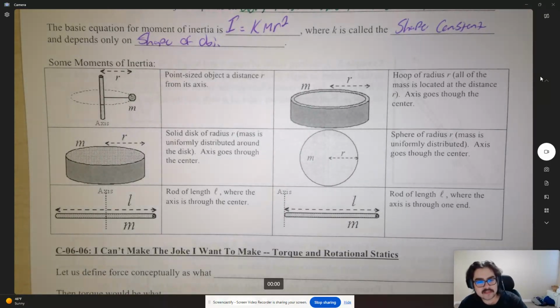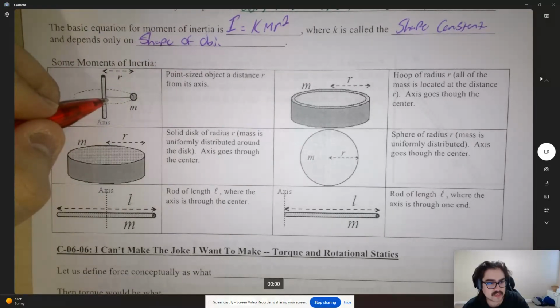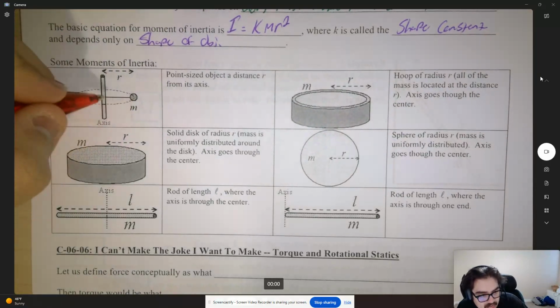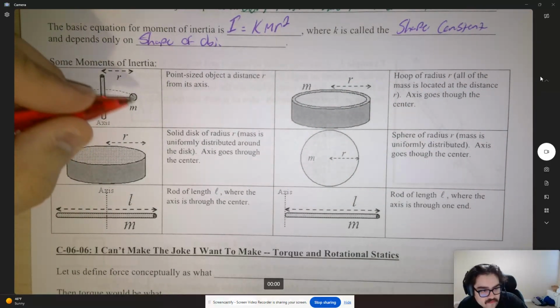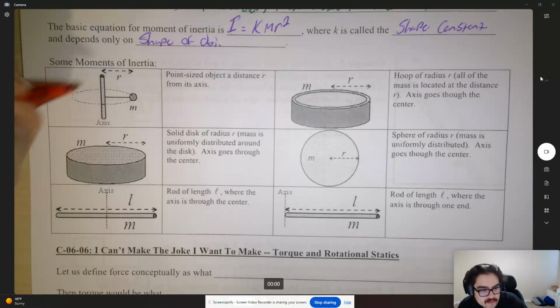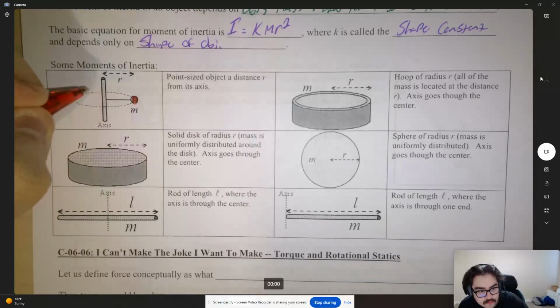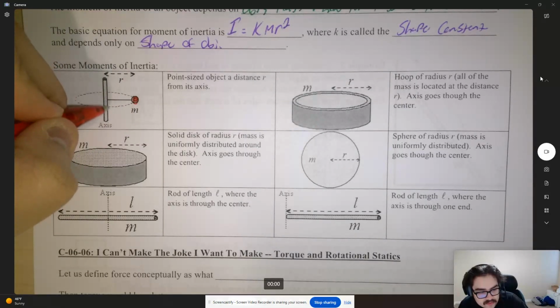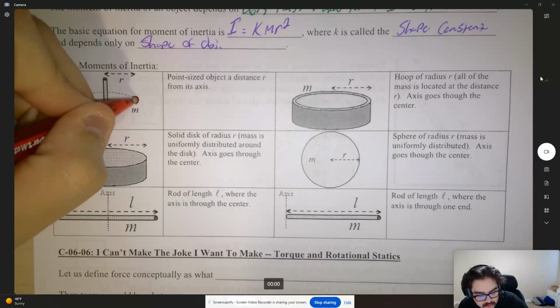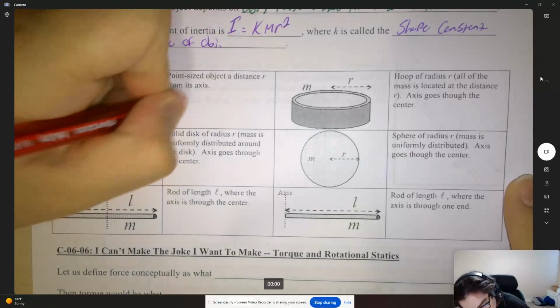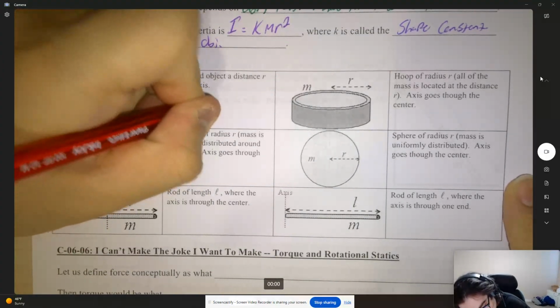If you have a point-sized object a distance r from the axis, like the circular motion lab that you did the first day coming back from break, this is going to have a very high moment of inertia, because a lot of its mass is far away from the axis. The shape constant would be 1, so it would just be I equals mr squared.